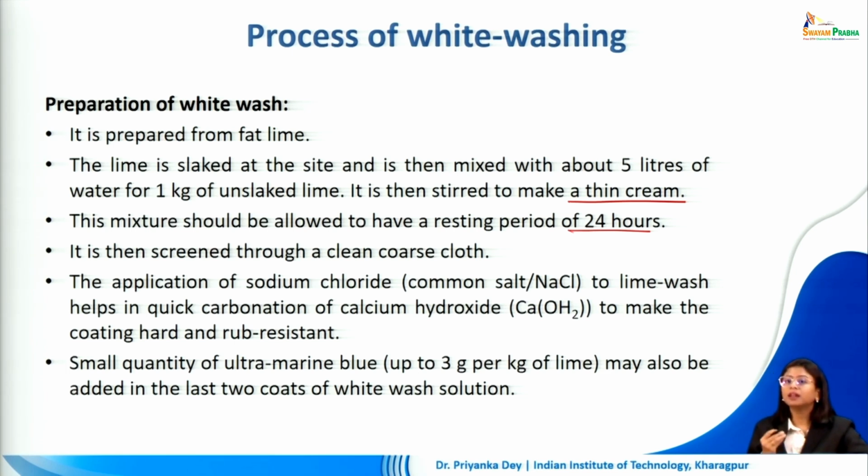So this will allow us to give the surface a bit more whitish appearance. If we do not use this ultramarine blue, it is possible that we might have a slight yellowish tinge to the finished coat. So for the last 2 coats, to give it a more pristine white look, we want to add a small quantity of ultramarine blue to give it that slight edge of whiteness.